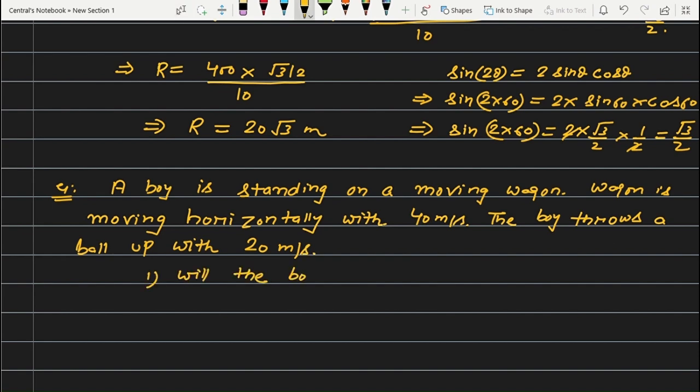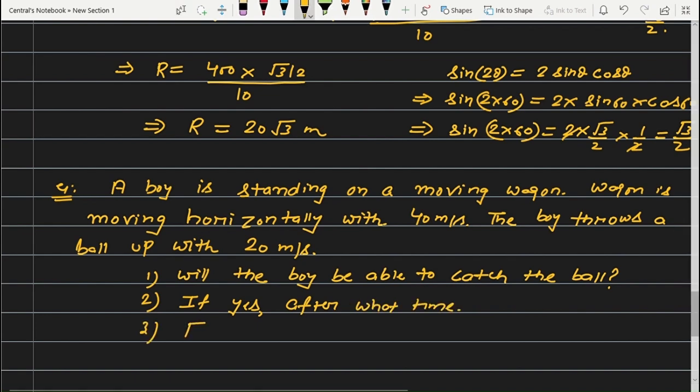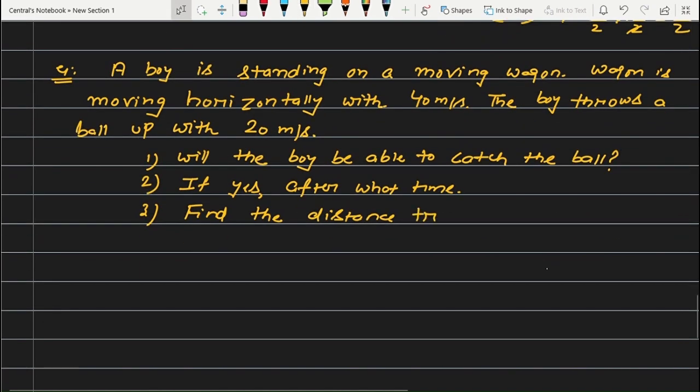Question 1. Will the boy be able to catch the ball? Question 2. If yes, then after what time? And third, also find the distance traveled by the wagon in that time.